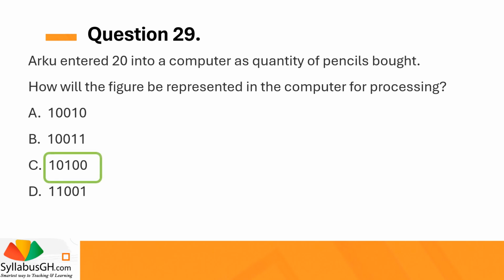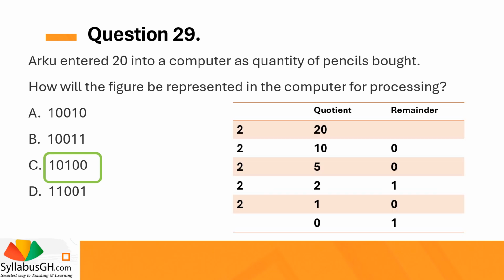10100. In binary representation, the decimal number 20 is represented as 10100. To convert the decimal number 20 to binary, you can use successive division by 2 and record the remainders. Here's how it works. Divide 20 by 2. Quotient equals 10, remainder equals 0. Divide the quotient 10 by 2. Quotient equals 5, remainder equals 0. Divide the quotient 5 by 2. Quotient equals 2, remainder equals 1.